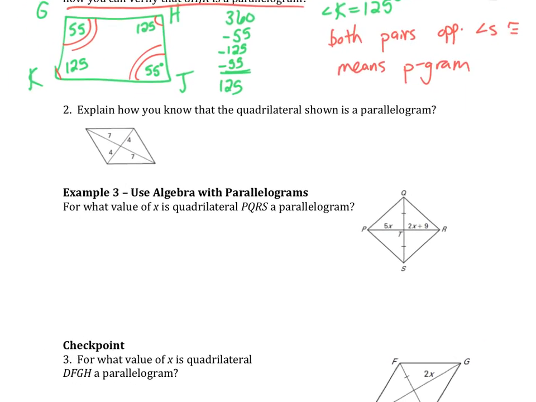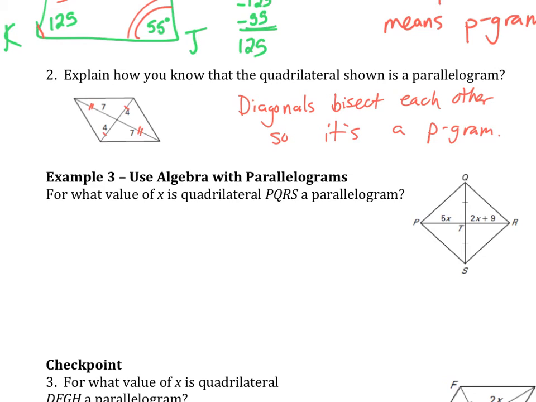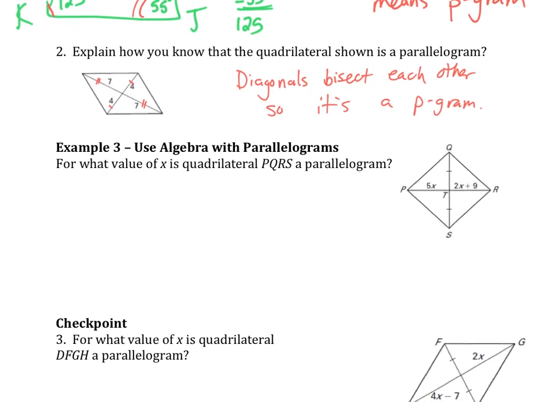And then in number 2, explain how you know the quadrilateral shown is a parallelogram. Well, this one gives us the diagonals, and we see that the diagonals cut each other in half. So explain how you know the quadrilateral is a p-gram. We'd say diagonals bisect each other. So it's a parallelogram. So that's how we can tell that one is a parallelogram.